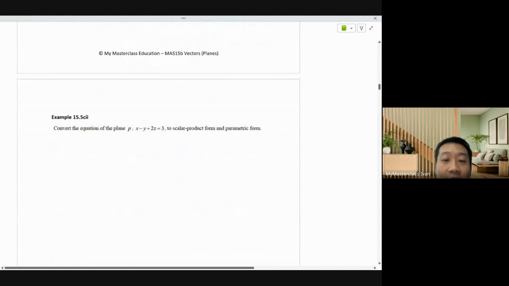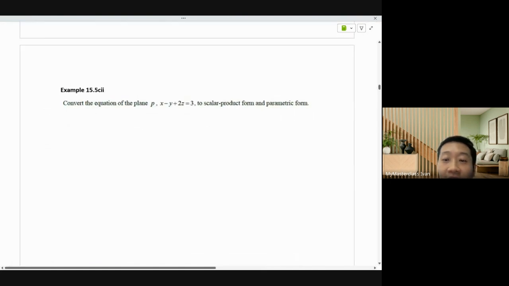So look up here. Convert these to scalar product form. What does scalar product form mean? R dot n equals D. And what is parametric form? Point plus lambda D1 plus mu D2.